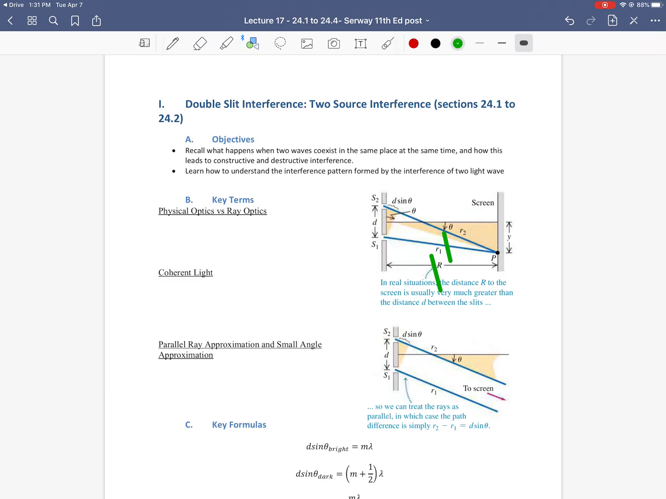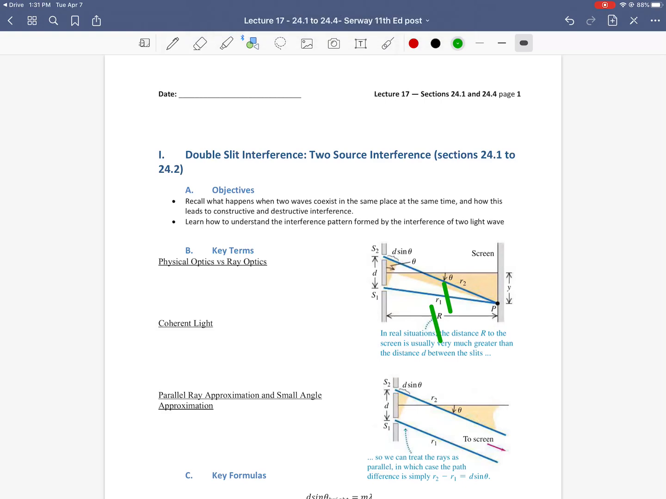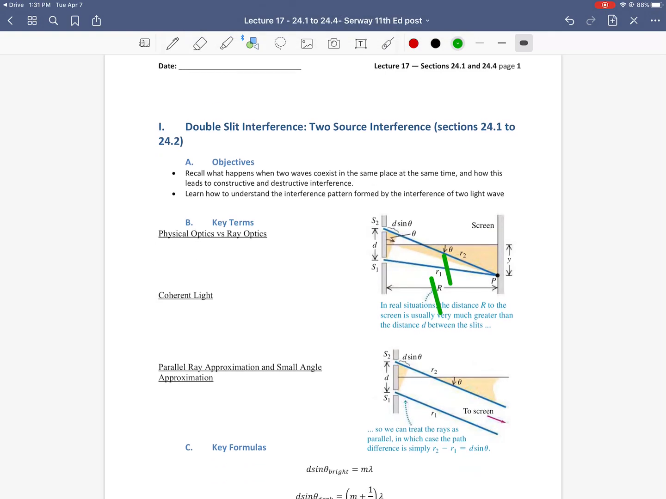Hello and welcome to the first half of a lecture on sections 24.1 to 24.4. In this first half of the lecture, we're going to discuss double-slit interference. This is interference from two sources of light. This is going to be our introduction to chapter 24, which is wave optics.